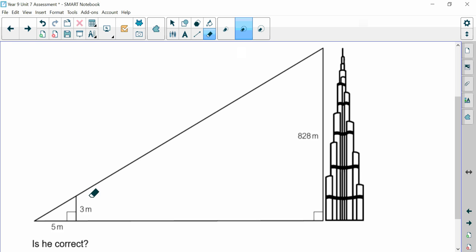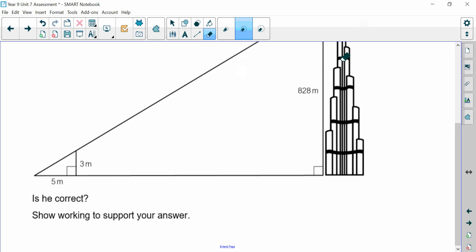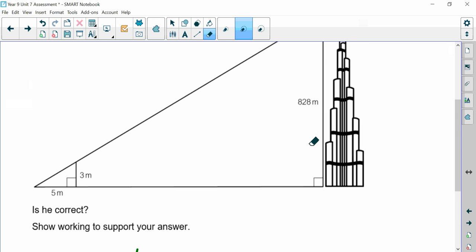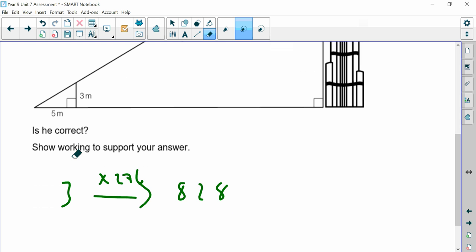similar triangles. So what we need to do is establish the scale factor. You can see that this is 3 meters and it's gone up to 828 meters. Well, to go from 3 to 828, what you could do is just divide on your calculator. 828 divided by 3 is 276. So it's multiplied by 276 to get this length to here. Now that means that the 5 has also got to have the same process. To get the length from here over to here, you're going to have to do 5 times 276. And if you do 5 times 276 on your calculator, you'll get 1,380.